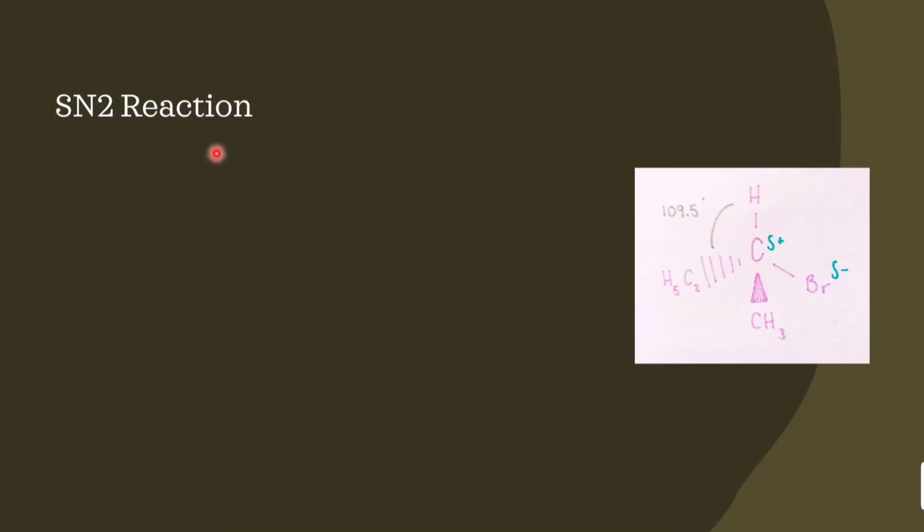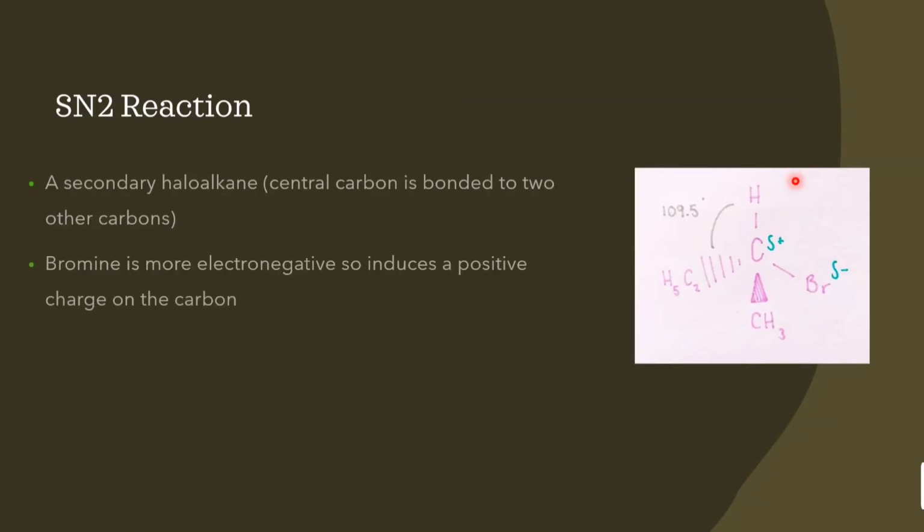Next, we're moving on to SN2 reactions. So this is bimolecular. And we can see that we have a secondary haloalkane. So our central carbon is bonded to 2 other carbons in our methyl and our ethyl group. And you can see that it's also bonded to a bromine, which makes it a haloalkane, and it's bonded to another hydrogen. So our bromine again is more electronegative than our carbon.